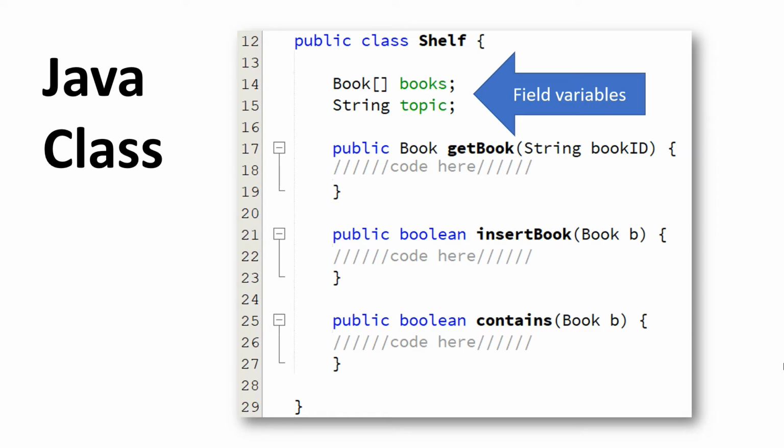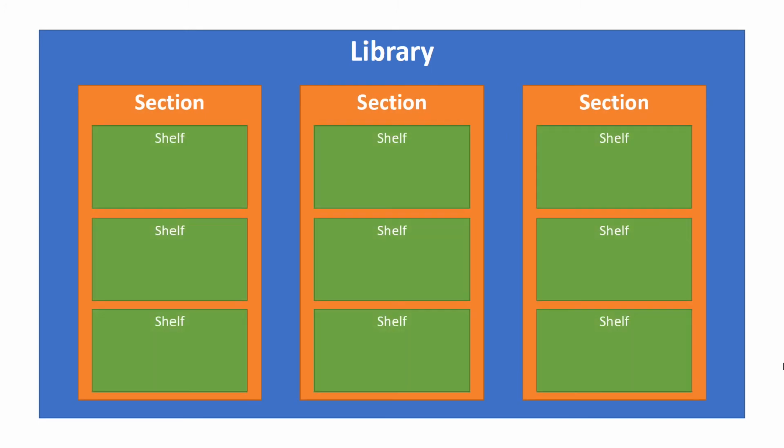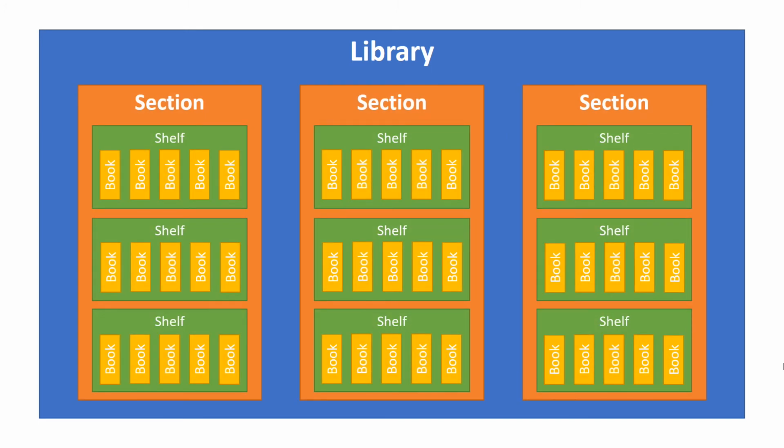On line 21, we have insertBook, which also takes a book as a parameter, a book object, and it returns a boolean. My concept for this is that if you can insert the book successfully, it will return true, but if the shelf is already full, it will return false. And the last method, contains, takes a book as a parameter as well. If the shelf does contain that particular book, it will return true, otherwise contains returns false.